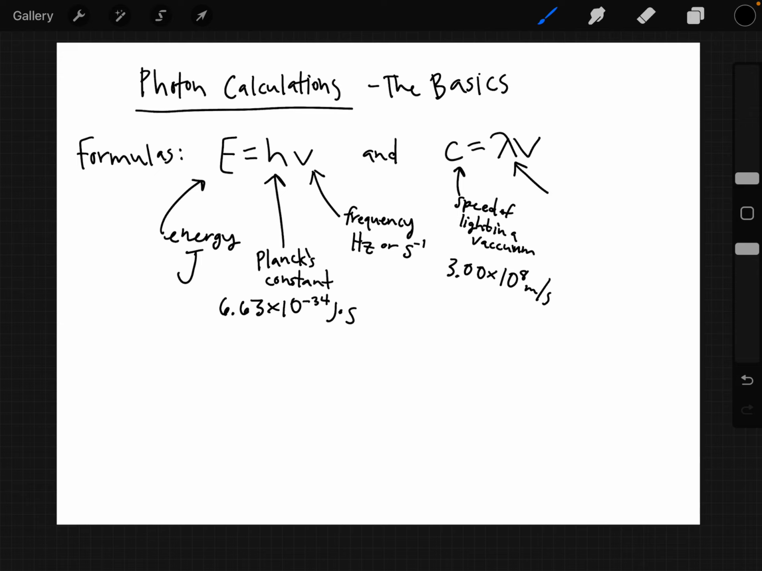Lambda is a funky one. This is a Greek letter talking about wavelength. So wavelength discusses basically how long or how big the wave is, the wave of light. Okay, and the unit that we'll use for wavelength is usually meters, although sometimes we're going to do it in nanometers. And then again, V is our frequency in hertz.